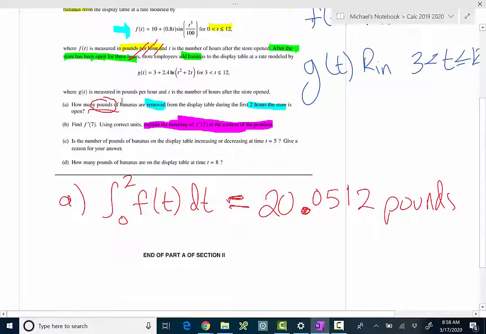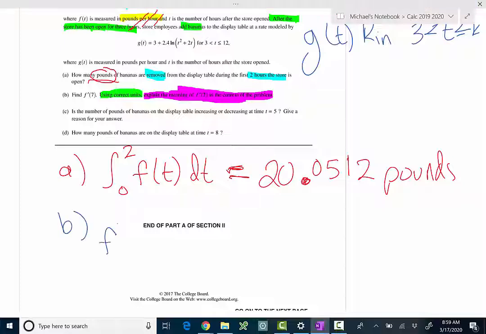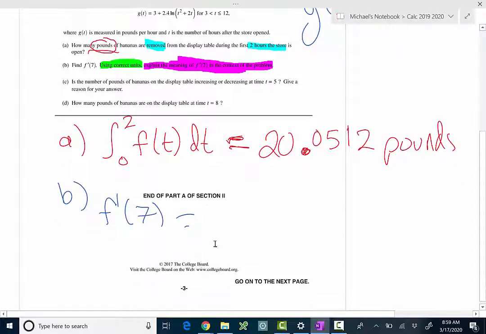Okay, part B, it wants us to find f prime of 7 and then using correct units, explain the meaning.